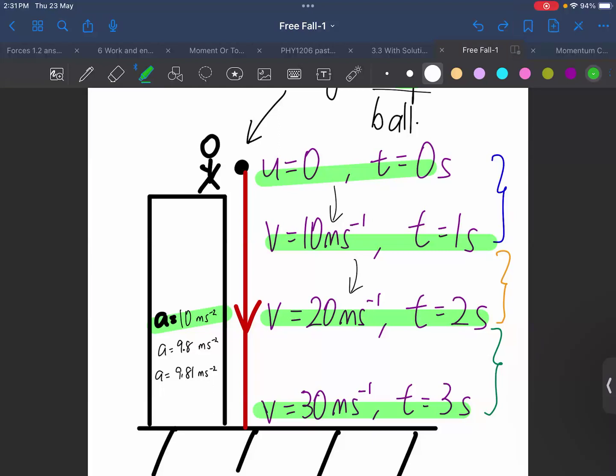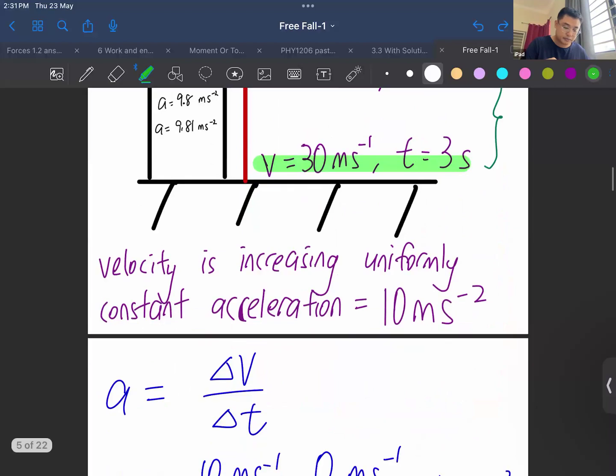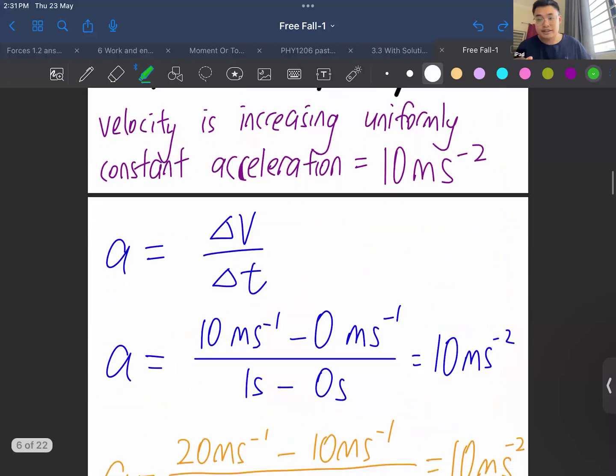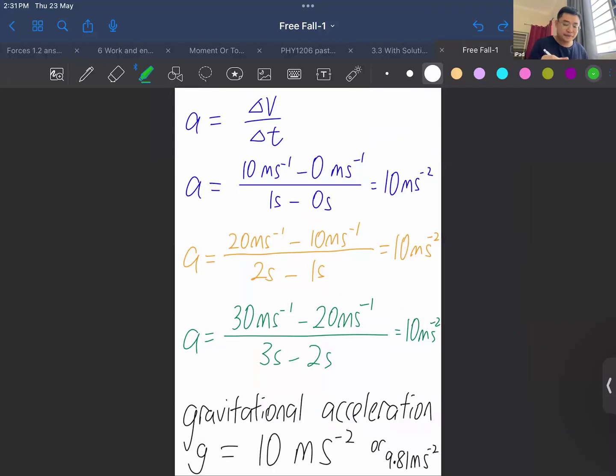Of course. If the student really wants to prove that the acceleration is the same, then they can look at this. Still remember, in the first second, you go from 0 to 10, right? So that's why your acceleration is 10, no? From the first second to the second second, your velocity increases from 10 to 20. So no wonder your acceleration is still 10. And finally, from the second to the third second, your velocity is from 20 to 30. So no wonder it's still 10 meter per second square. So that's why I'm going to say that gravitational acceleration is 10 meter per second square.